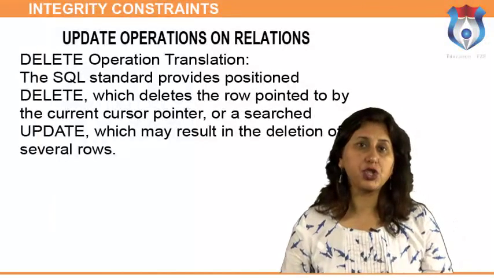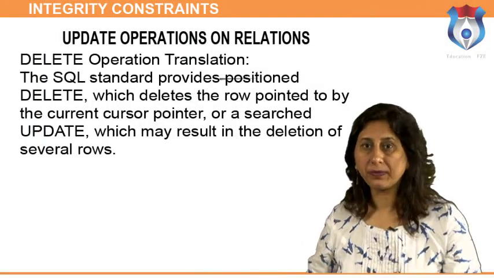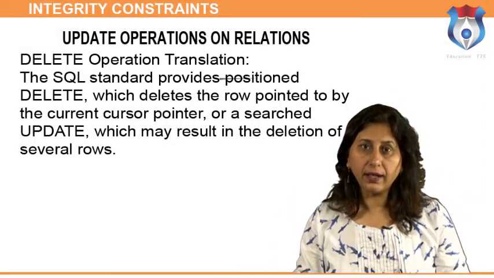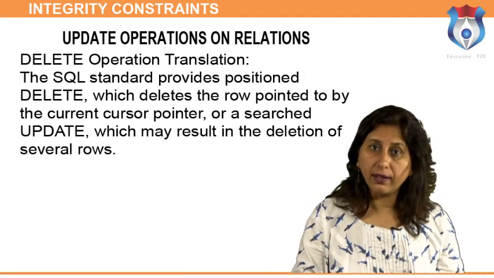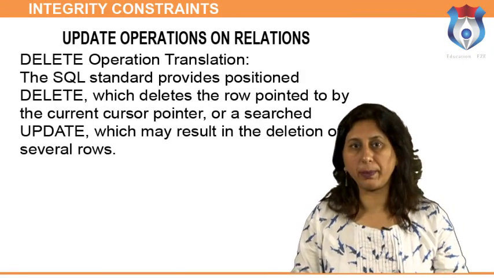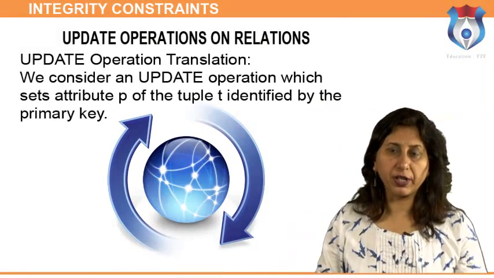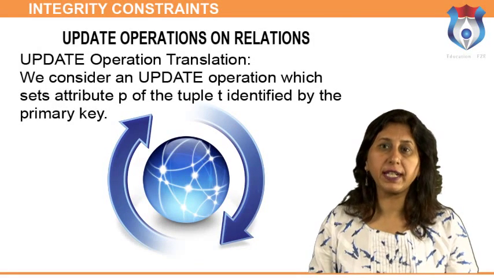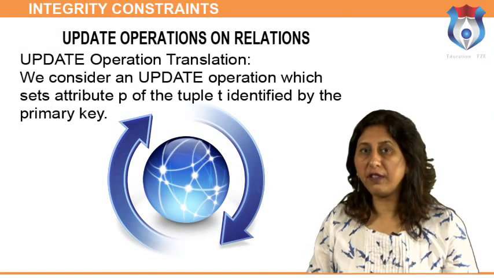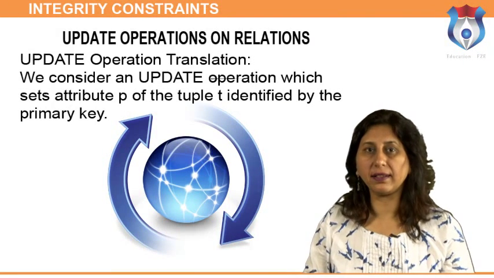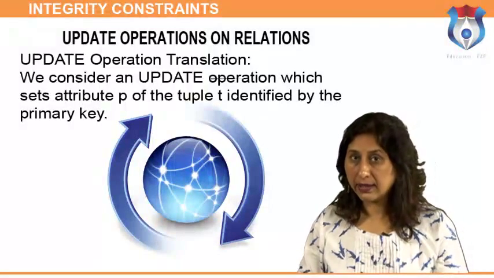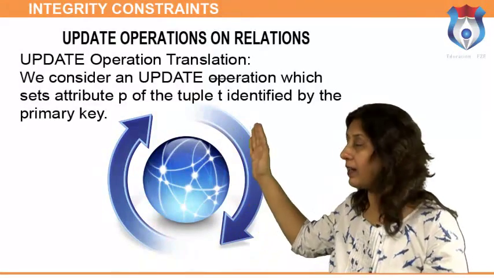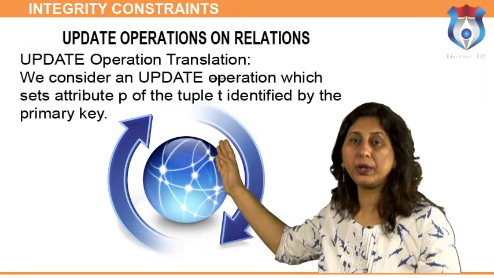We will focus on the deletion of a single tuple, which takes the form DELETE FROM R WHERE K = a, where K is the primary key of R and a is a valid value in K's domain. We consider an update operation which sets attribute P of the tuple t, identified by the primary key value, to the new value VAL: UPDATE R SET P = VAL WHERE K = a, where R = K ∪ F ∪ A.